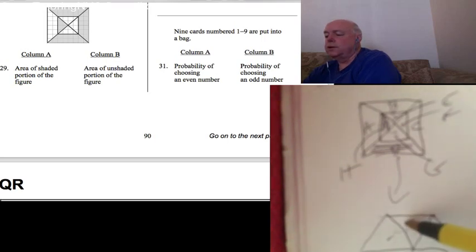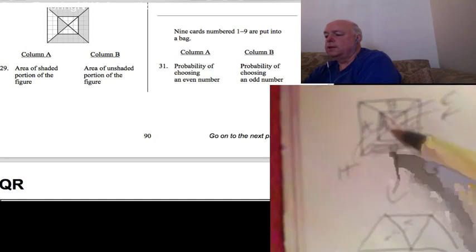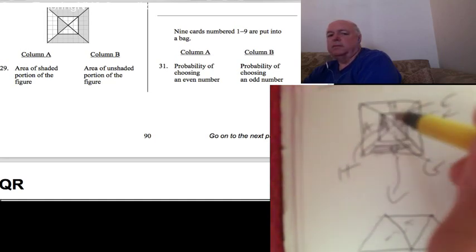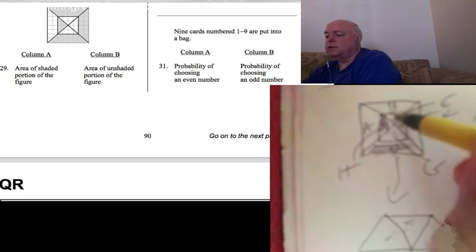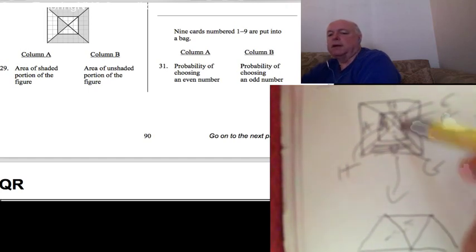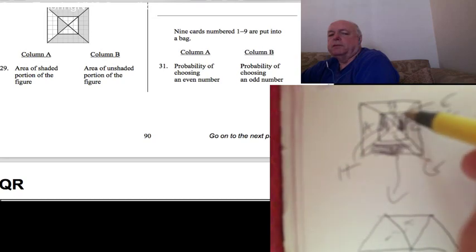We can also just shift this one into here, move the shaded one right into that one, and then we're almost filled in except for this. So it's clear that this is smaller than this whole area here. So the shaded area wins no matter which way we look at it. Is everybody good with that?